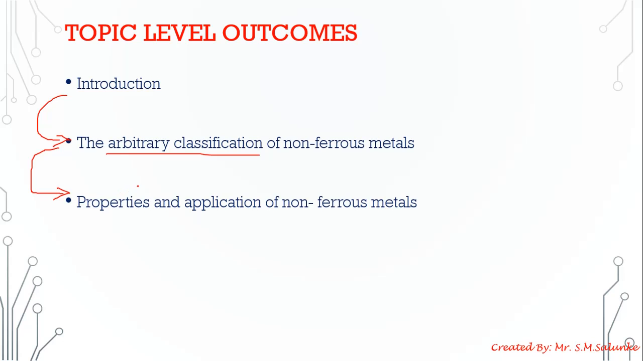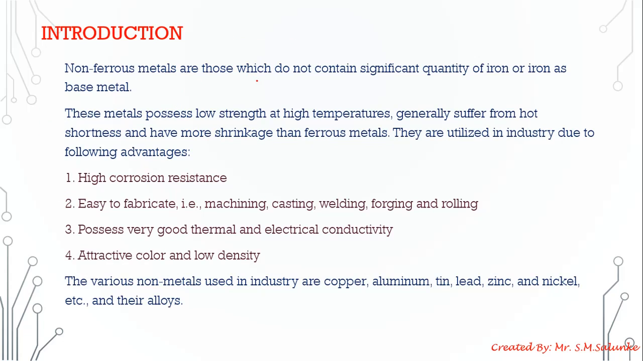Okay, now let's start with the introduction. Non-ferrous metals are those which do not contain significant quantity of iron or iron as a base metal. So in our previous lectures we have seen various alloys of iron such as steel, plain carbon steel, cast irons, etc. So in all these metals we have seen that iron is present in a major amount or in a large amount. So these were called as ferrous metals or ferrous metal alloys. So today we will look into non-ferrous metals, which means the metals which do not have iron or have very small insignificant quantity of iron.